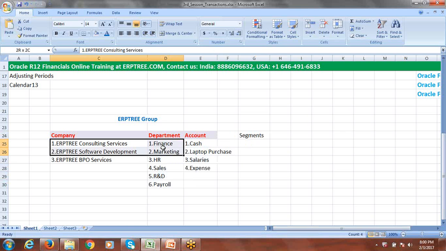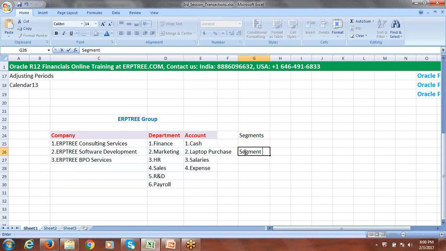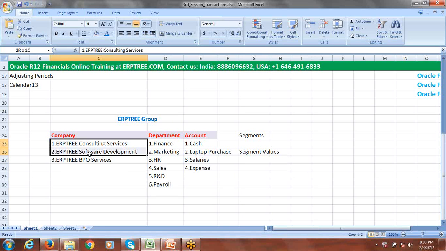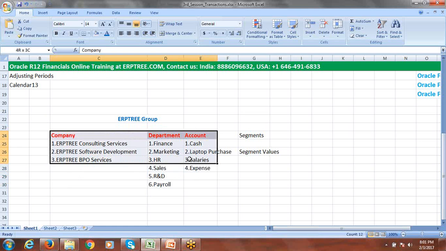That means whatever you have under any segment, you simply call segment values. Which segment values? Those under which segment: these are company segment values, these are department segment values, these are account segment values. When we maintain this information in our system, this is how we call it. So we have segments, and we have segment values. Here also you can see that we have these titles, which we call segments, and under them we have values, which we call segment values.